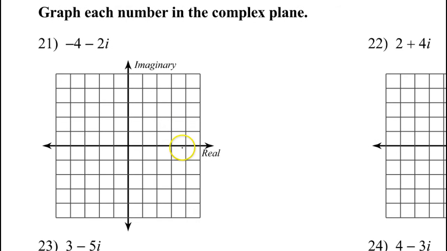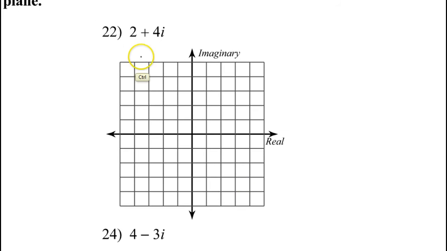Now, graphing a complex number in the complex plane, you have the real part and the imaginary part. Instead of the x-axis, we have the real axis. Instead of the y-axis, we have imaginary. So this -4 means -4 on the real axis, which is here. This -2 means -2 on the imaginary axis, which is here. So this point would be here: left 4, down 2. On this one, this would be right 2, up 4. So boom, boom. It would be here.